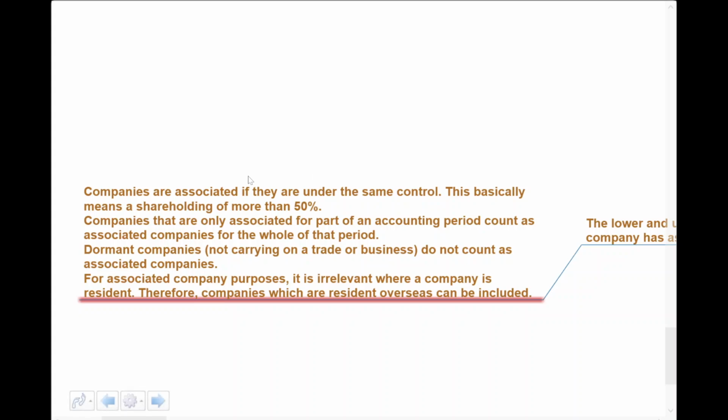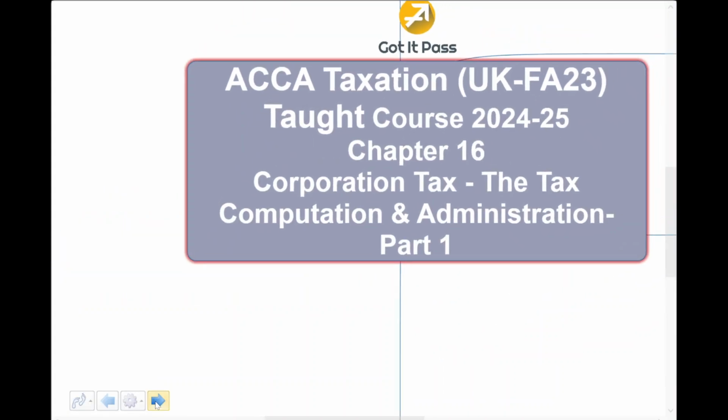And note also the first one here, I jumped a bit there. If they're only associated for part of the accounting period, it's taken that they're associated for the whole of that period. This is a way of clarifying the number of associated companies, because I know that they impact upon the UL and indeed the LL. So that's really part one for us.